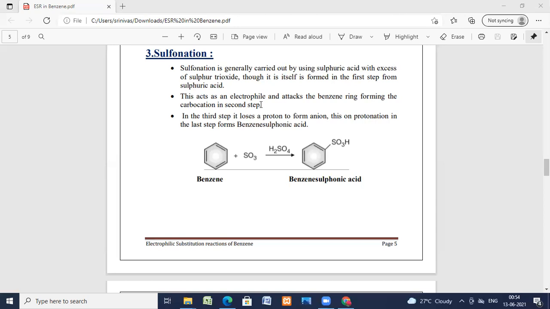Today's class I'm going to discuss sulfonation, alkylation, and acylation reactions. The sulfonation reaction is generally carried out using sulfuric acid with excess sulfur trioxide, which is itself formed in the first step from sulfuric acid. It acts as the electrophile and attacks the benzene ring, forming the carbocation in the second step.